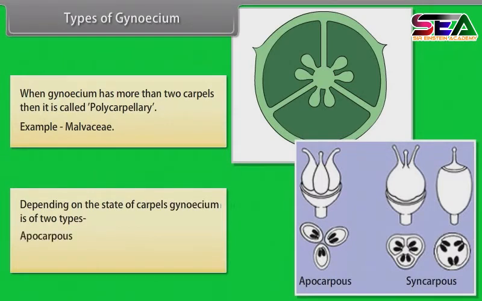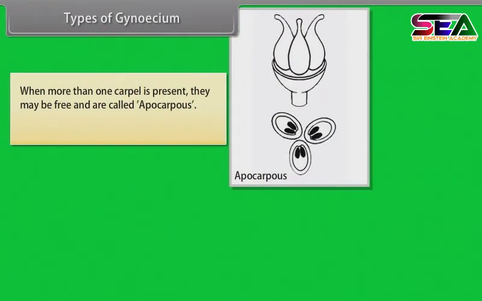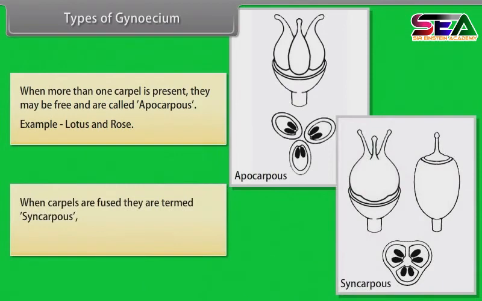Depending on the state of carpels, gynoecium is of 2 types: apocarpous, syncarpous. When more than 1 carpel is present, they may be free and are called apocarpous. Example: lotus and rose. When carpels are fused, they are termed syncarpous. Example: mustard and tomato.